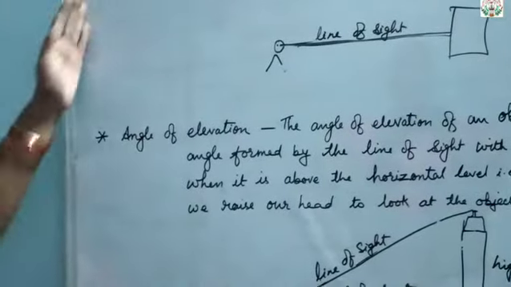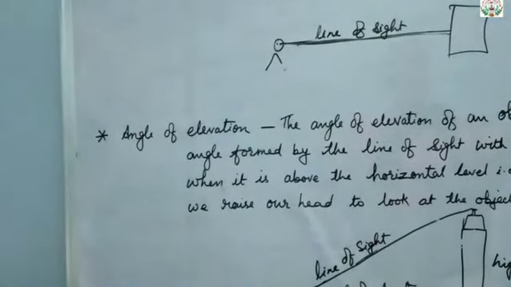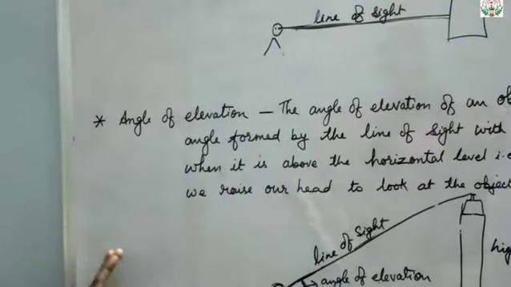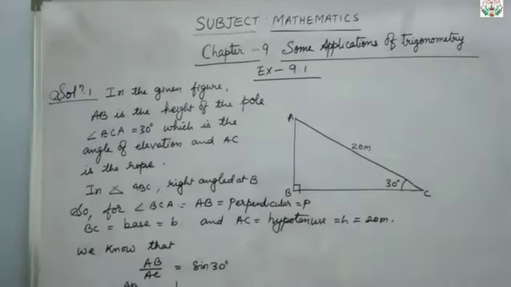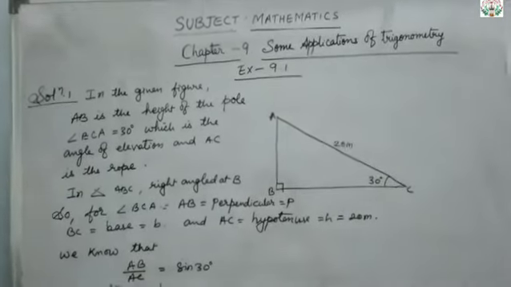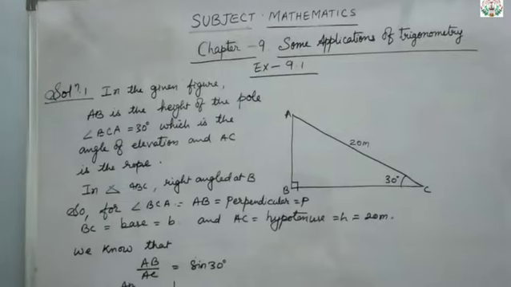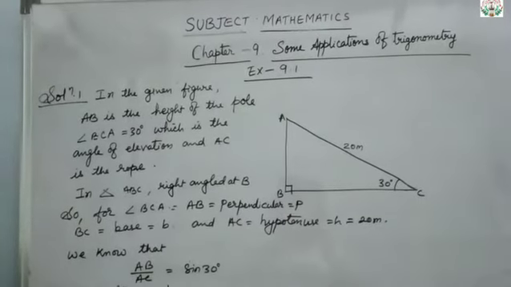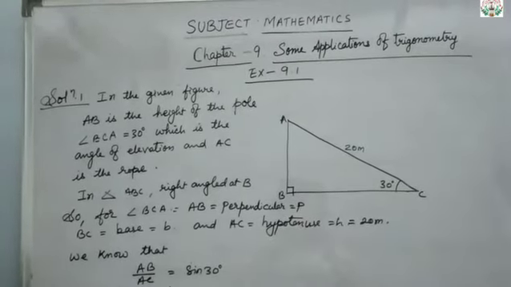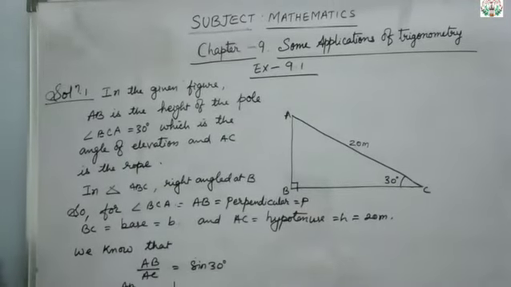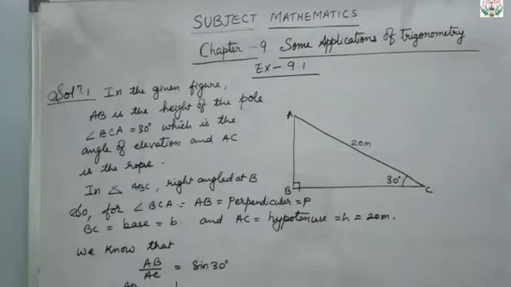Clear? All the 3 topics are clear related to this. Now let us see some questions based on this. See children, after that explanation of line of sight, angle of elevation, angle of depression, go through all the example questions which are in the book. If you have any doubt, you just ask me. Now let us start our exercise question 9.1, first one.